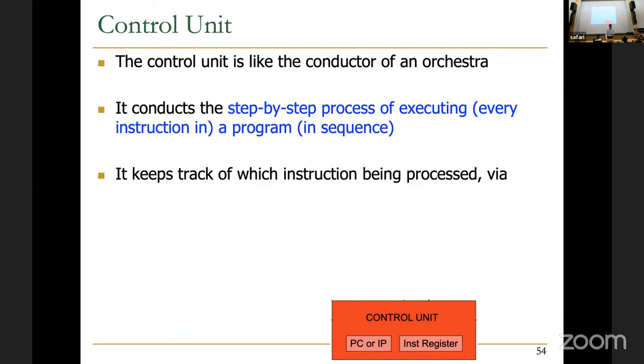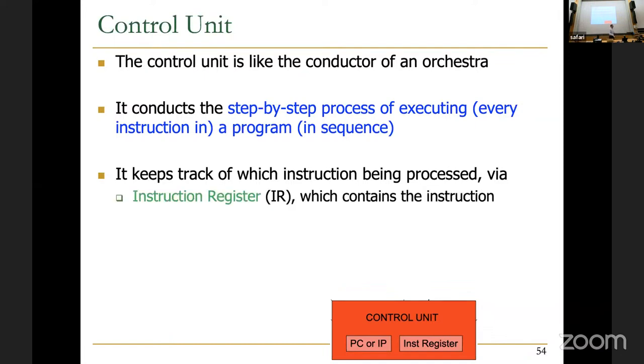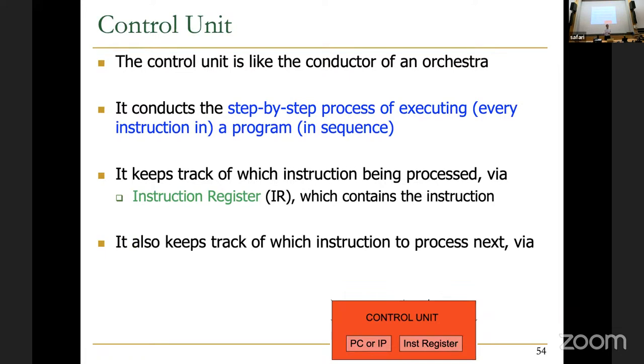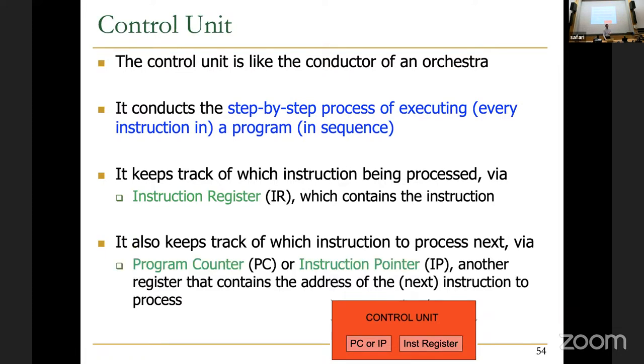That's the task. To be able to do this, it needs to keep track of multiple things. First of all, it needs to keep track of which instruction is being processed. This requires an instruction register. An instruction register contains the instruction, essentially: the bits encoding the instruction. We're going to decode that to figure out what to do with it. It also keeps track of which instruction to process next via a pointer to the instruction, or instruction pointer, IP, more commonly called a program counter. This is essentially another register that contains the address of the instruction to process, usually the next instruction to process.